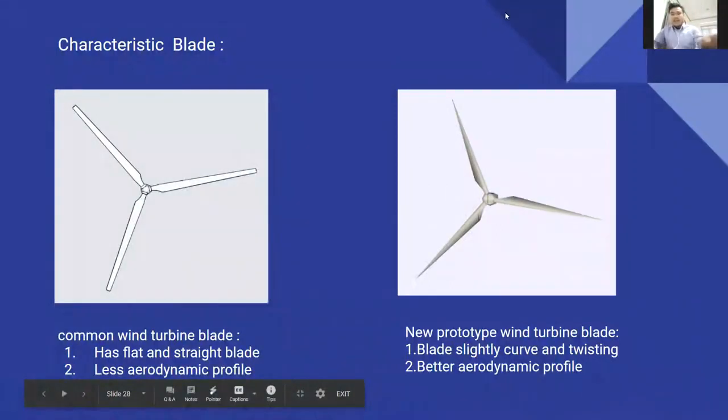For the new prototype wind turbine blade, the blade is slightly curved and twisted, which will reduce the drag force, and also tapers along its length, producing the most efficient wind turbine blade design. Second, a better aerodynamic profile will give more lift to the wind turbine to rotate, and will give higher efficiency and more power energy. Okay, thank you.